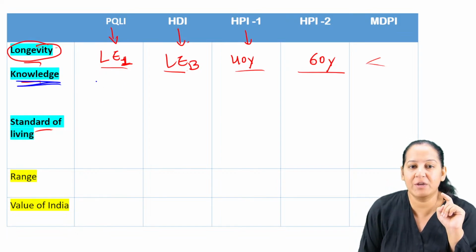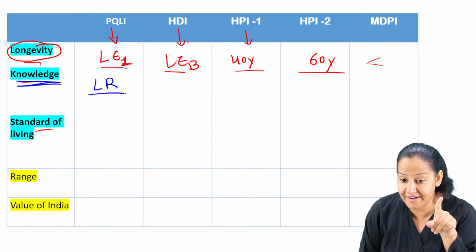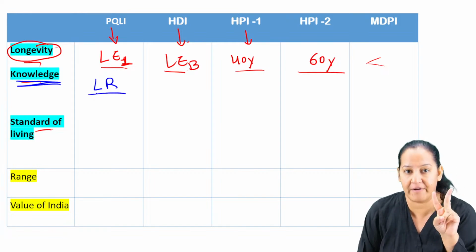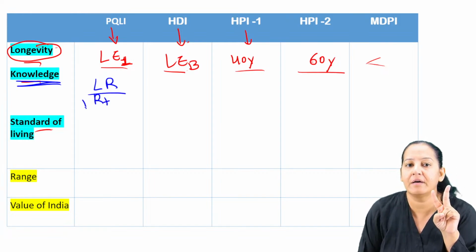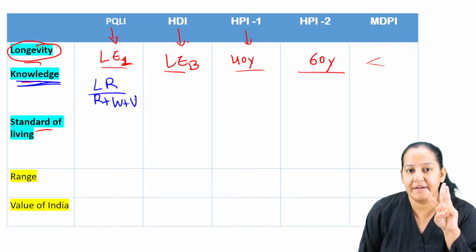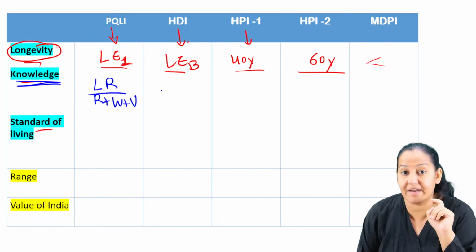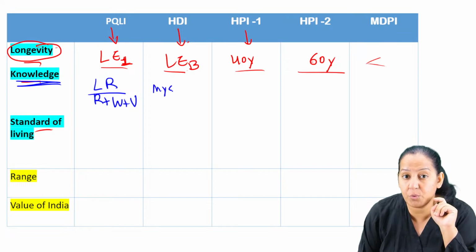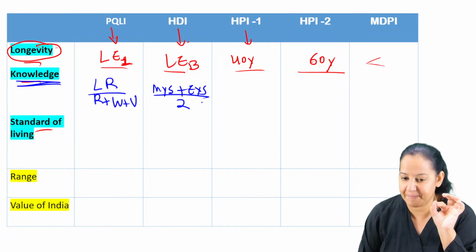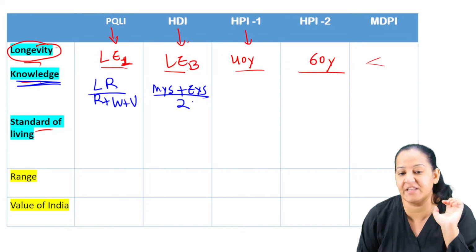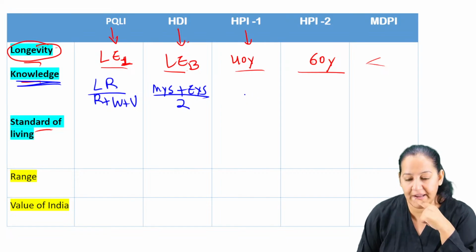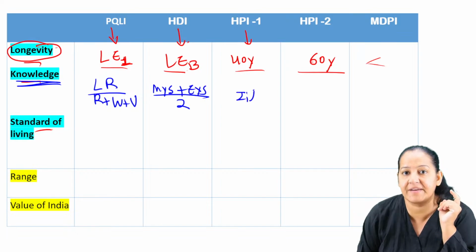Here for knowledge, we use literacy rate. Who is a literate? A person who can read, who can write, and who can read, write, and understand at least 1 language, more than 7 years of age. That is a literacy rate. Here we don't use literacy rate. We use mean year of schooling plus expected year of schooling upon 2. That is reflecting the knowledge.